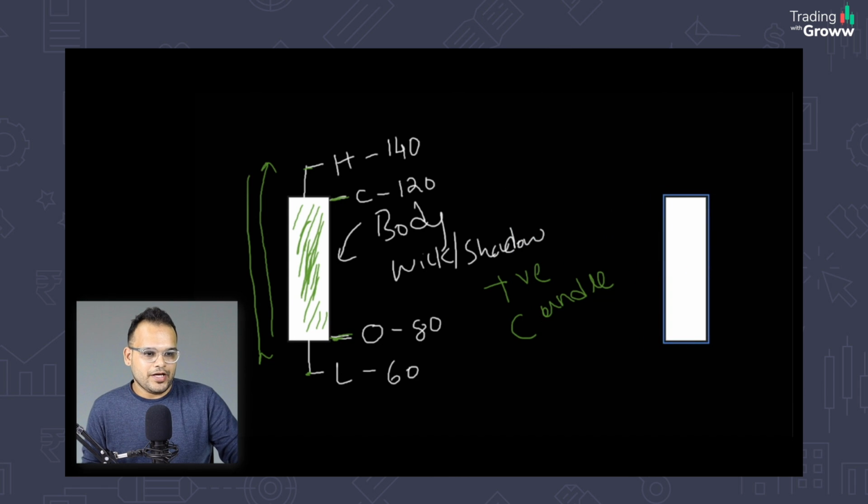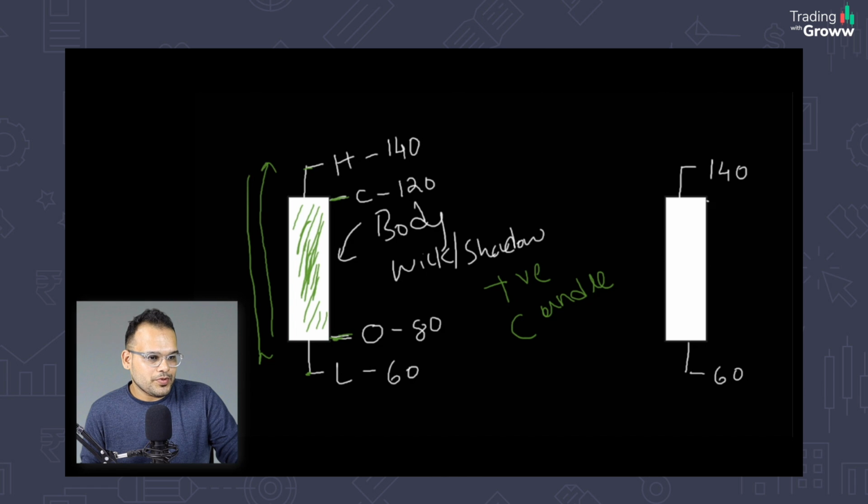So here again we have the block, but this time we again have the shadows here. Even though the candle is looking the same, the data point varies here. Observe this carefully. The highest point remains the same, which is 140 in this case. The lower point remains the same, which is 60. But what differs is the open.